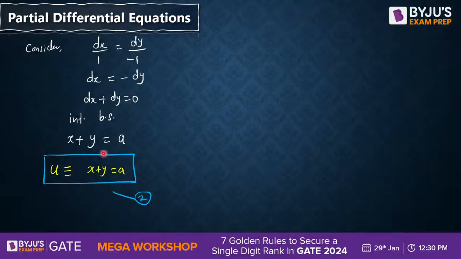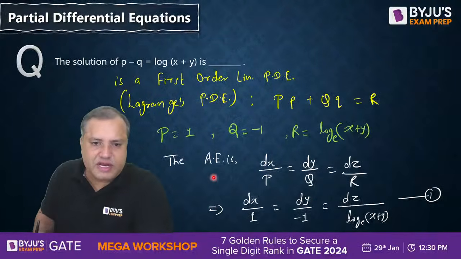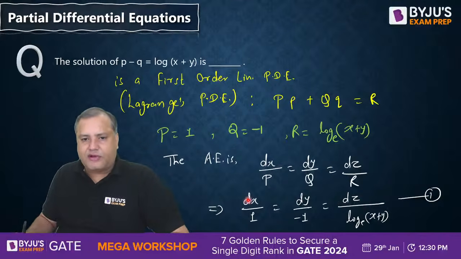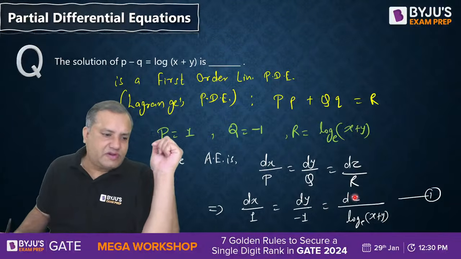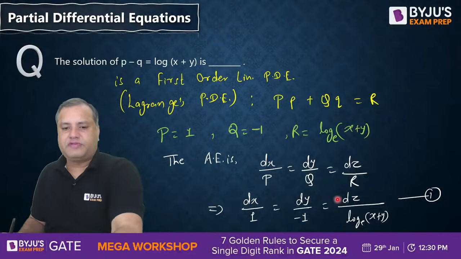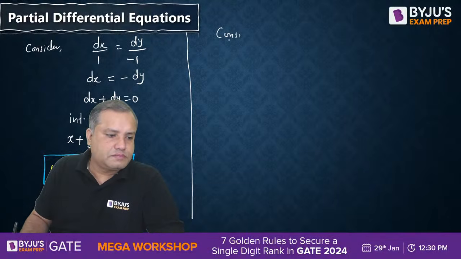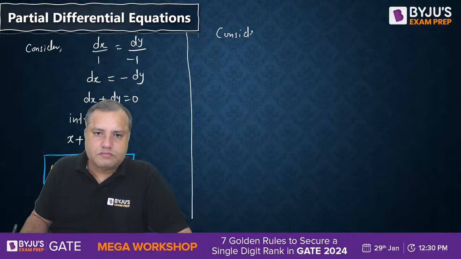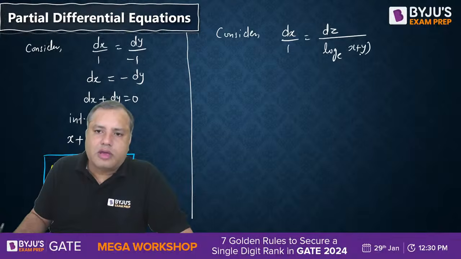Now I will consider another two ratios from equation 1. This time I am considering either second and third or first and third. We can take second and third, or first and third. Yes, we will consider first and third for simplification. So to get the second solution, I will consider the first and third ratio, dx upon 1 and dz upon log(x plus y).